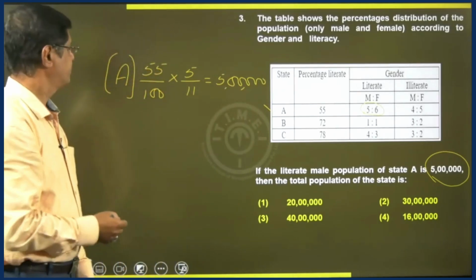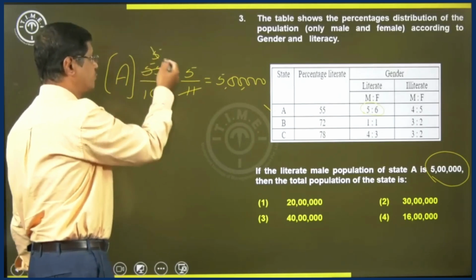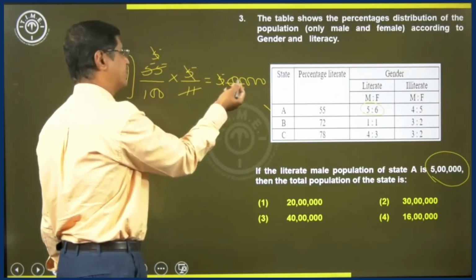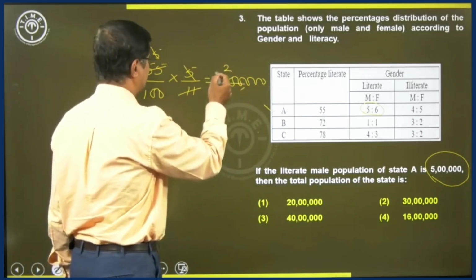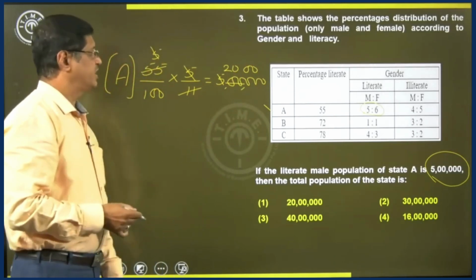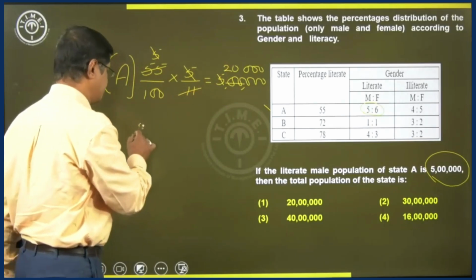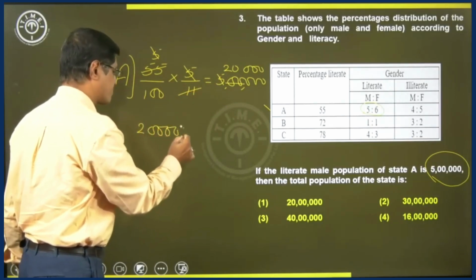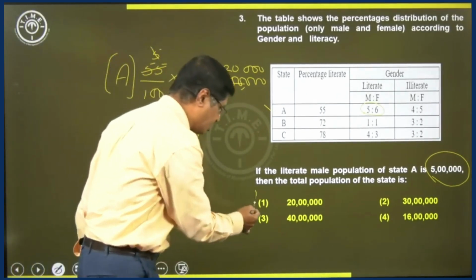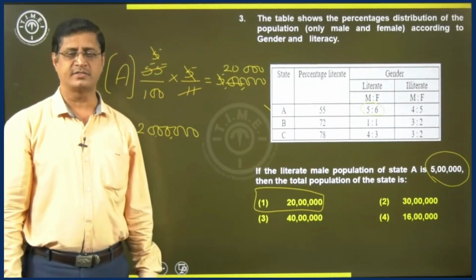Now simplify this. The cancellation: 11 goes exactly how many times into 55? 5 times. 5 and 5 get cancelled. What next? 5 in 100. Taking 100 here, it goes 20 times. So what is the discussion here? The discussion is 20,000 into 100. Just observe, how many zeros? The number of zeros. So the result is 20 lakhs. Option 1. Choice 1 is the correct answer.